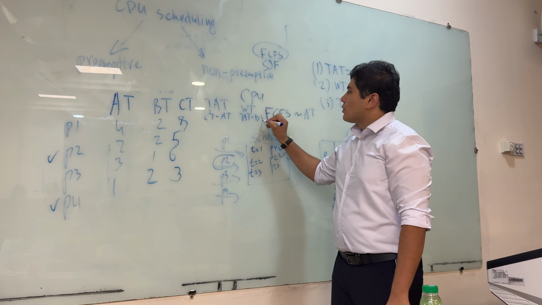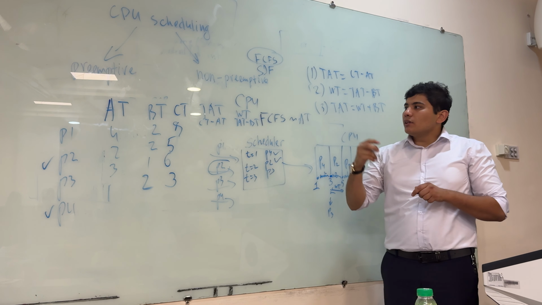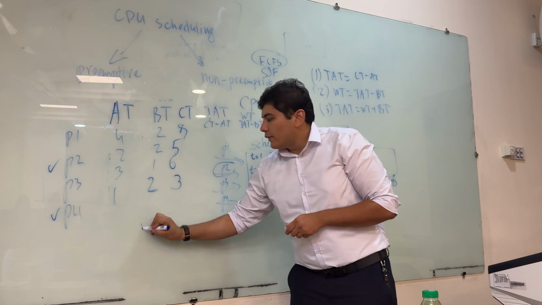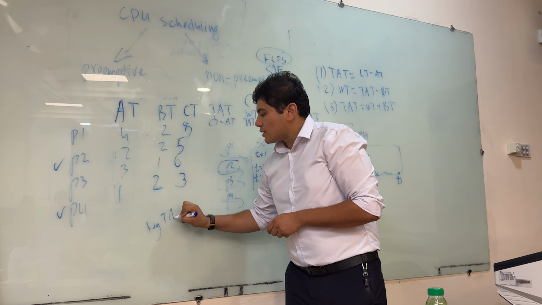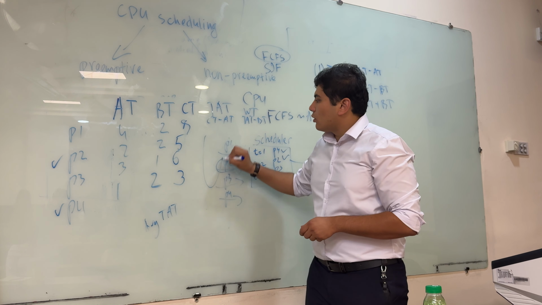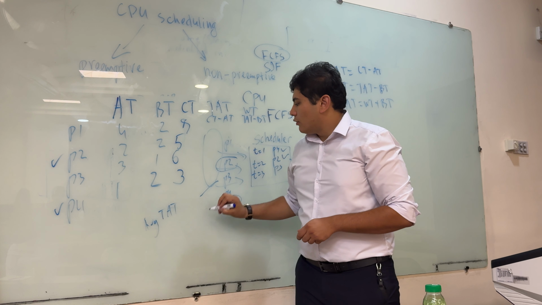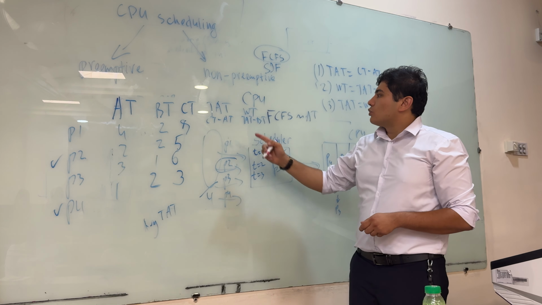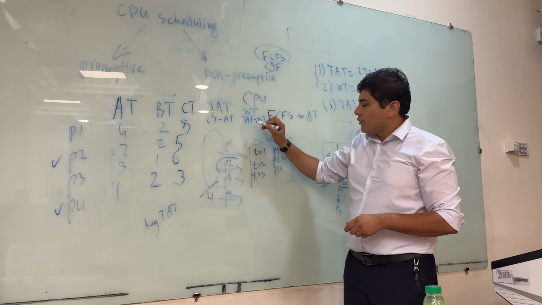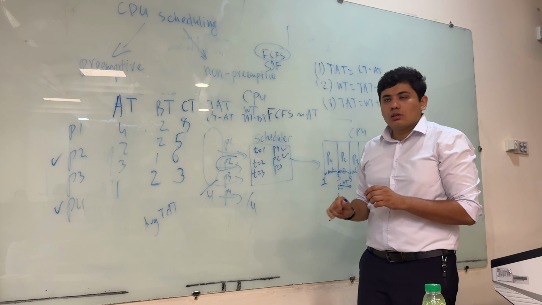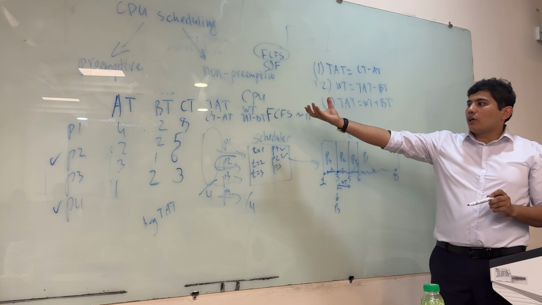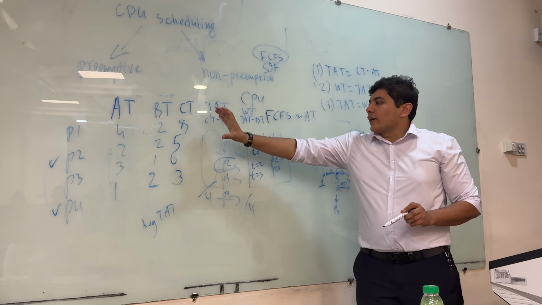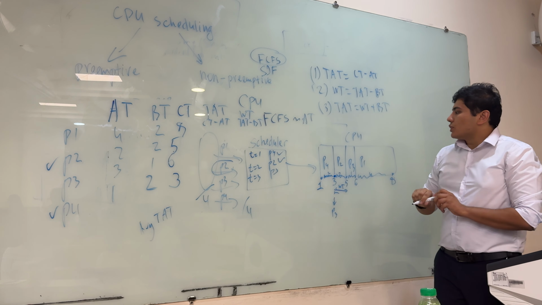BT. That's it. And then the problem might also ask you to find the average TAT. What you're going to do is just take all the TAT divided by how many? 4. The same for this one. To find the average of the waiting time, just sum everything up and divide by 4. That's it. So this is first come, first serve. Whoever comes first will be sent to the CPU directly, till the end.